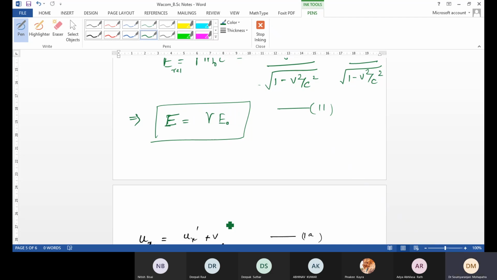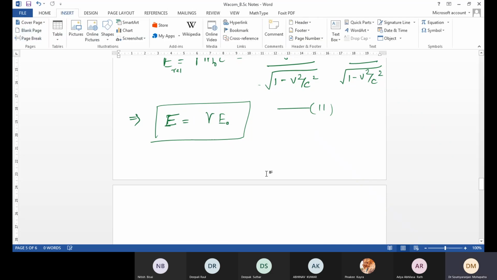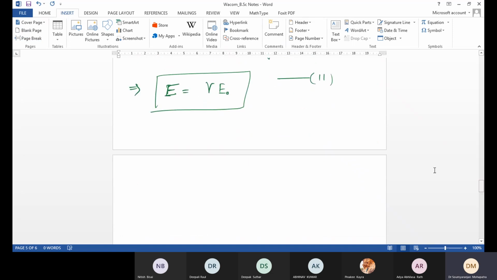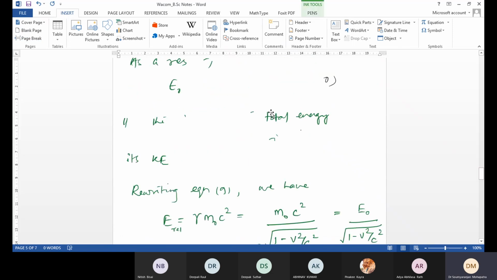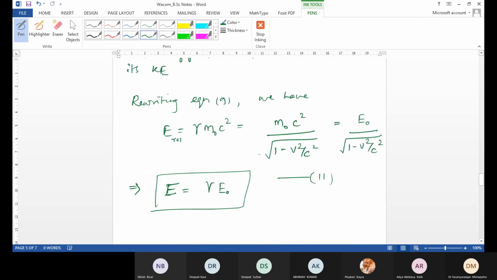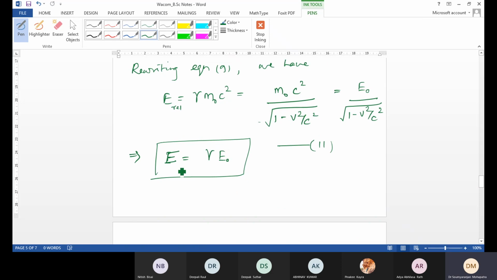Okay, so very beautifully this expression has been given by Einstein. Let us see it in a very simple form. We understood that this relativistic energy is related with gamma E naught, and that is your equation number 11. So this is your relativistic energy, and this is your rest mass energy. Remember, E naught is your rest energy.